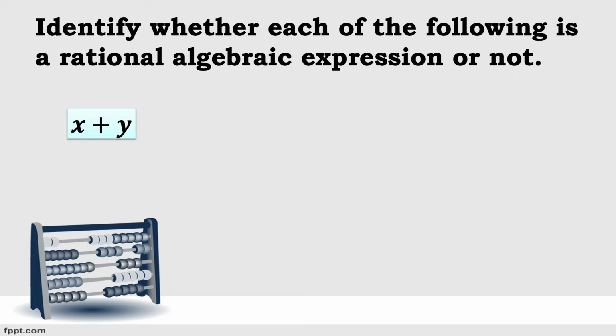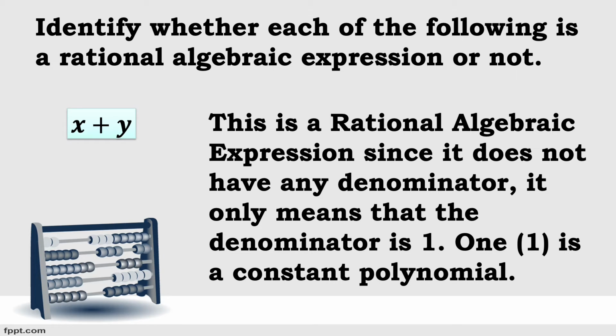Next, X plus Y. This is a rational algebraic expression since it does not have any denominator. It only means that the denominator is 1. 1 is a constant polynomial. Okay? So, whole number, parang ganon. Diba? Ang whole number, over 1 yun. For example, 5. That is equal to 5 over 1. Okay?